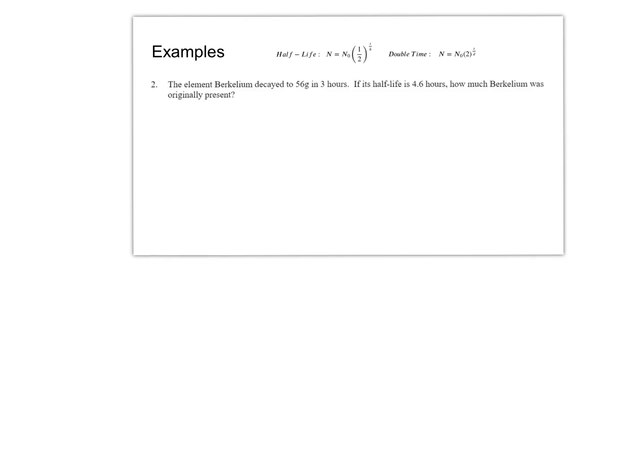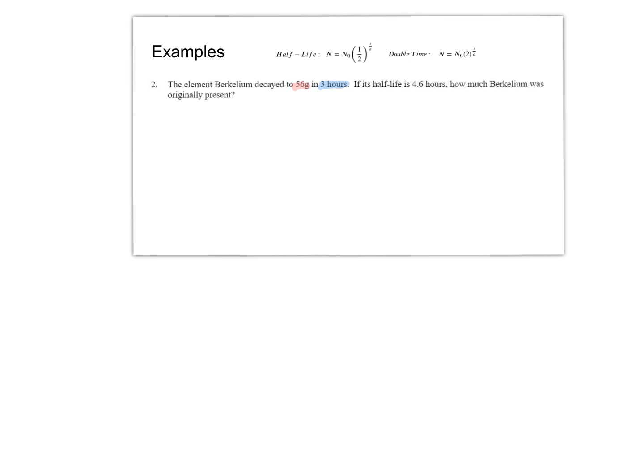Okay, so let's start. The element berkelium decayed to 56 grams in 3 hours. If the half-life is 4.6 hours, how much was originally there? We read the problem first to get an idea of what it's doing. So let's read it out. An element berkelium decayed to 56 grams in 3 hours.